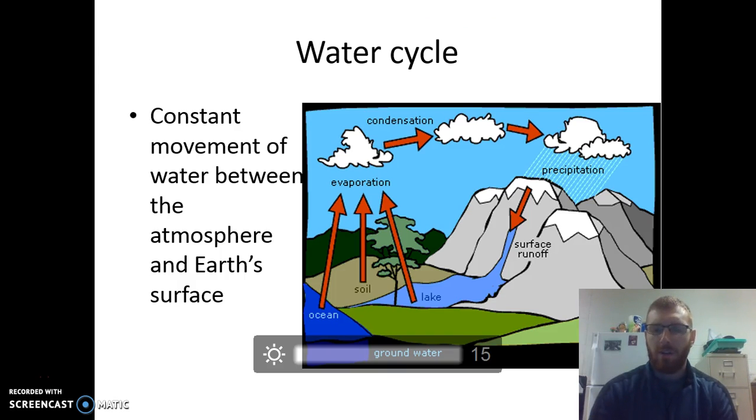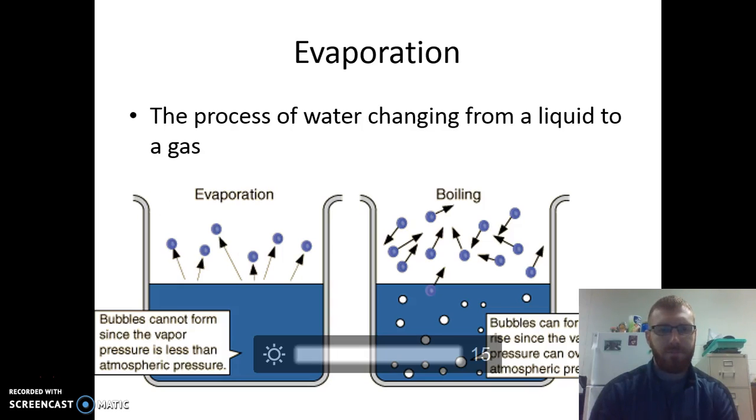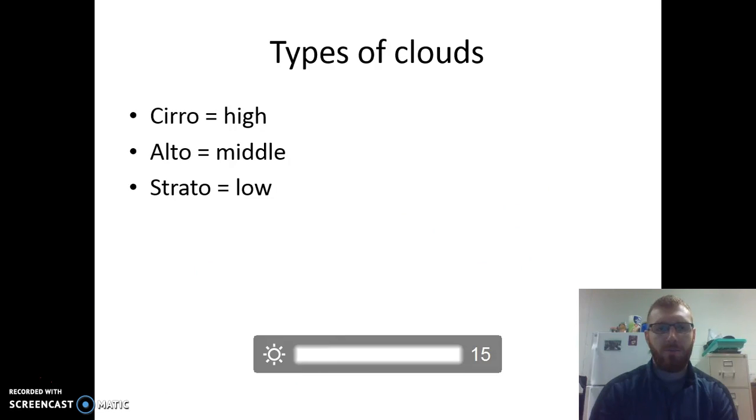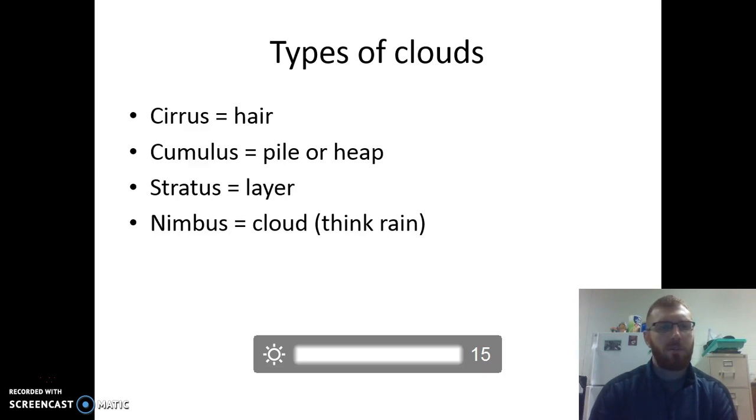The water cycle we've already talked about in the previous units. Same with evaporation, so we'll skip through that if you need it. It's here. And we're going to get into types of clouds here. So cirro means high, alto middle, strato low. Get in a few types. Cirrus means hair, cumulus is pile or heap, stratus is layer, and nimbus is cloud.